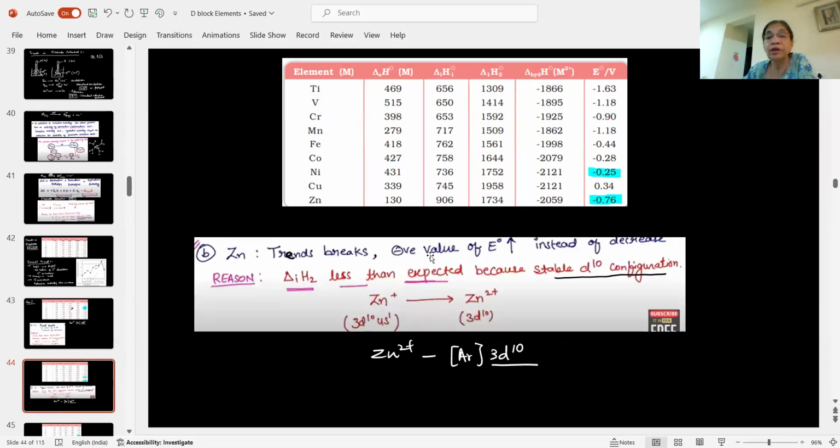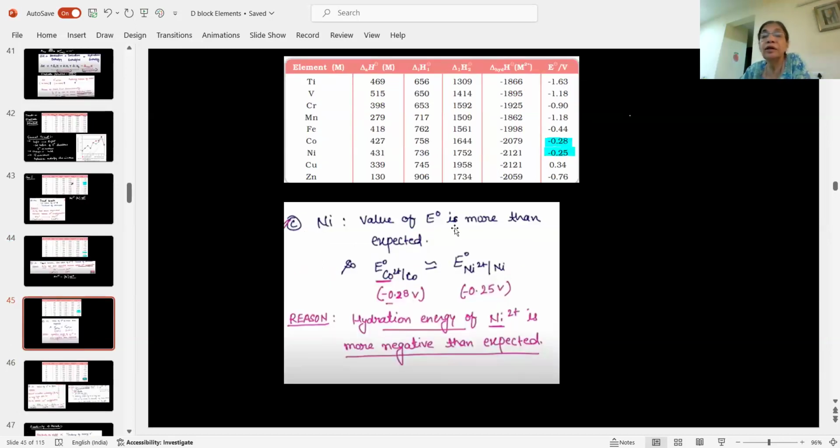Then zinc, the trend breaks, the negative value increases again from 0.25, because of a stable configuration. Delta H2, the energy required to convert Zn+ to Zn2+, is less than expected. Then from cobalt to nickel, there is a very little increase. That is because the hydration energy of Ni2+ is more negative than expected.